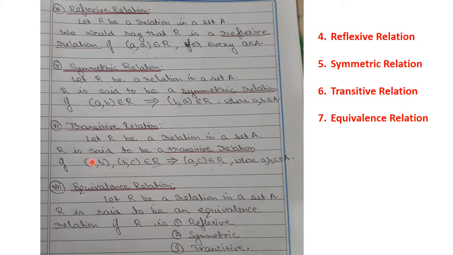Then if we can find A comma C, an ordered pair A comma C in that relation, then we would say that relation is transitive. So if you have two ordered pairs where the second component of one is equal to the first component of the other, then we must have A comma C; only then would we say that the relation is transitive.